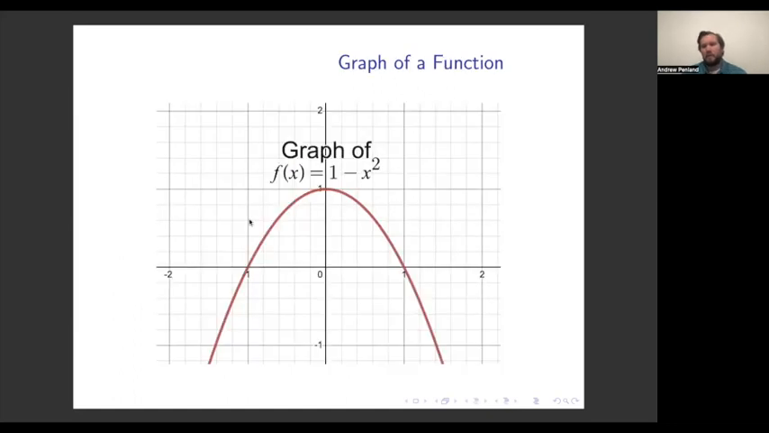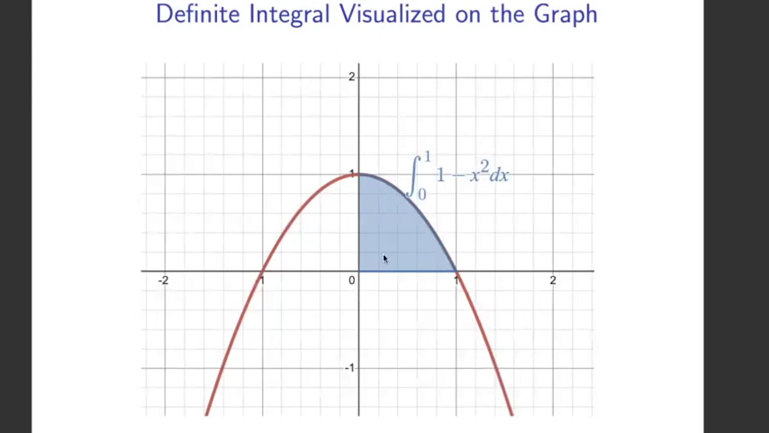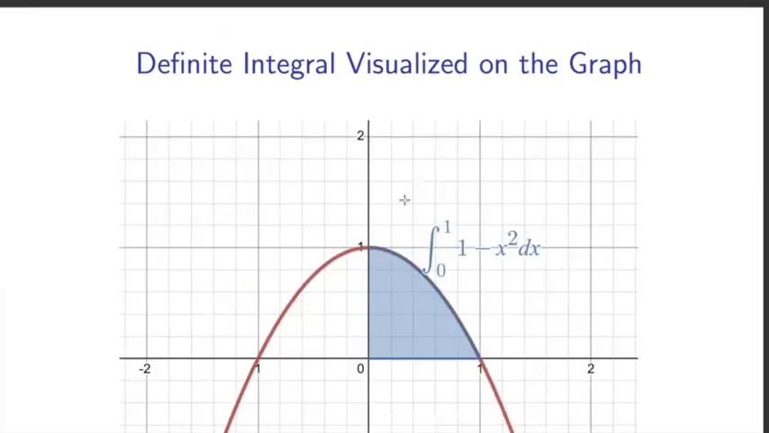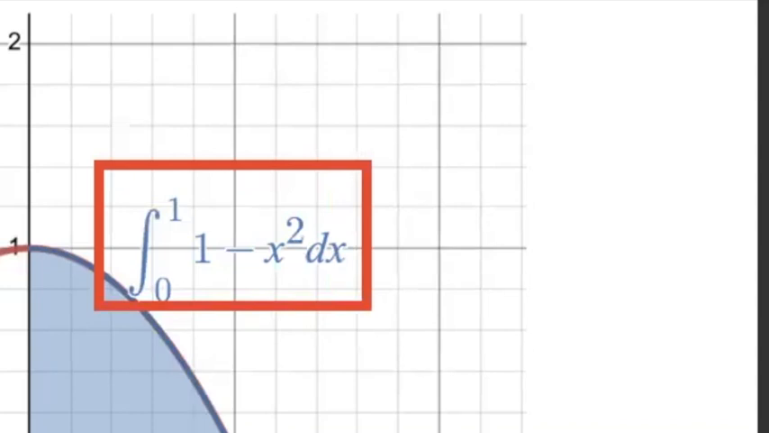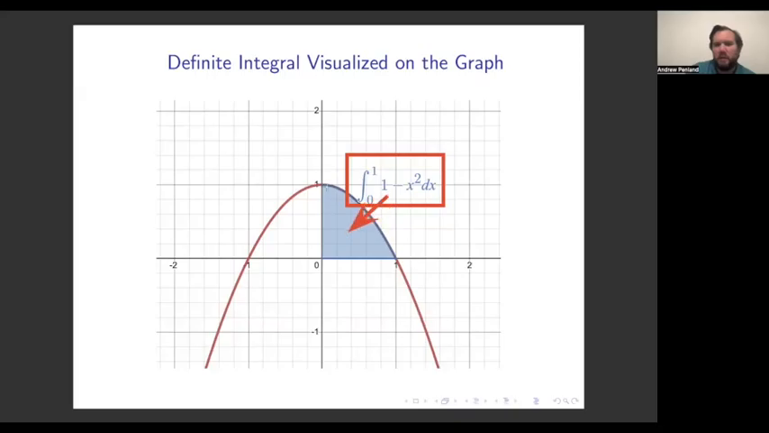Here's an example of what that could look like. Here's the graph of f of x equals 1 minus x squared. And if I had the definite integral from 0 to 1 of 1 minus x squared dx, that would correspond to this shaded blue region that I have here between the curve and the x-axis.